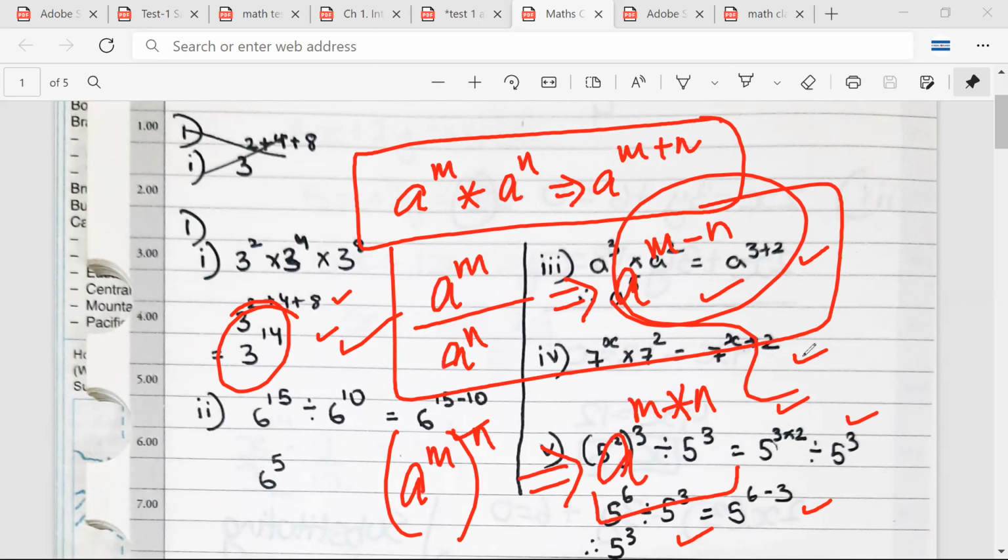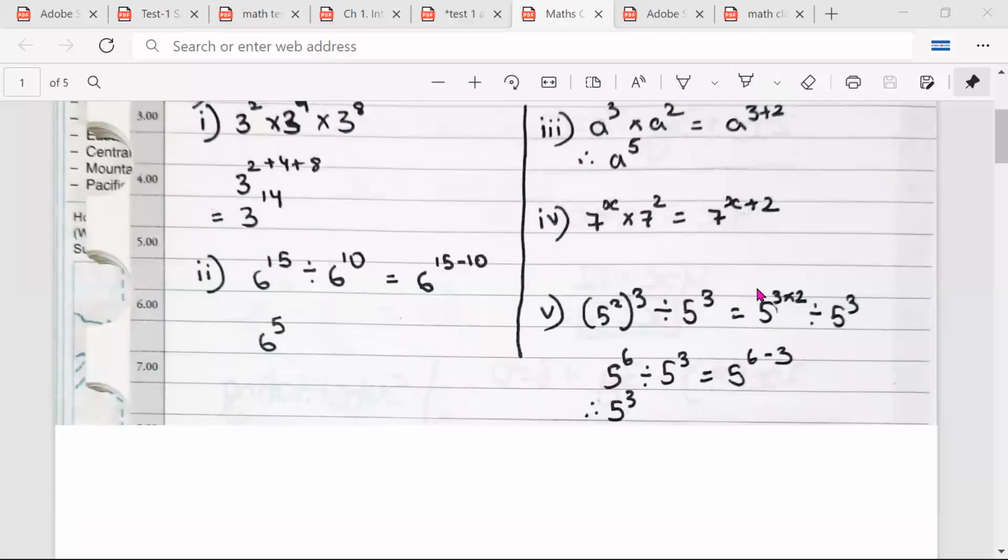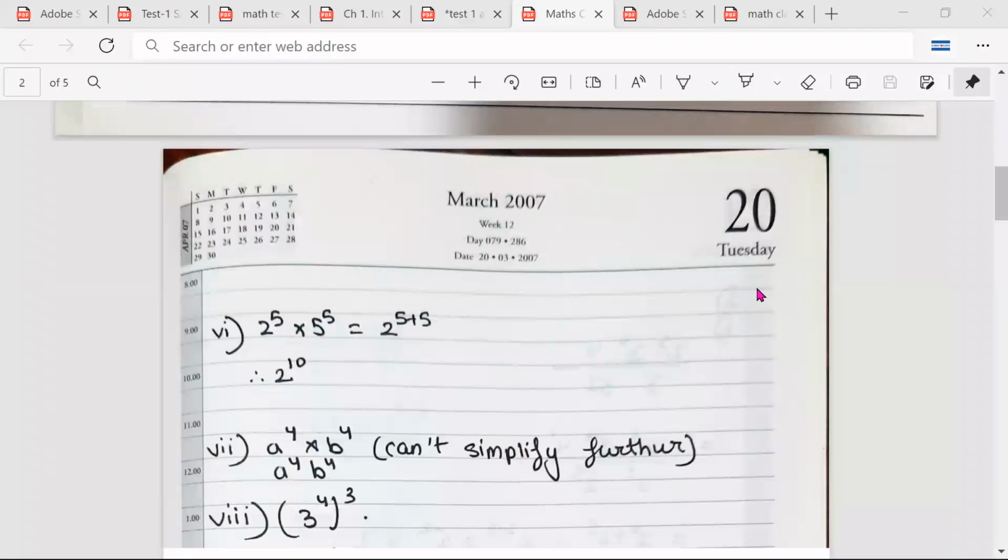Aishwarya ji, any doubt? No, sir. So these are the three formulas that we have used. You are aware of these formulas? Yeah. Can you please write these formulas again? Can you please note these formulas again? Okay, sir. Okay, so you have used these formulas here.